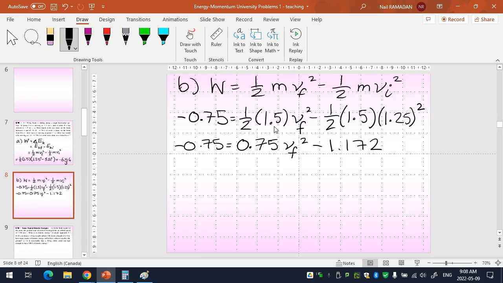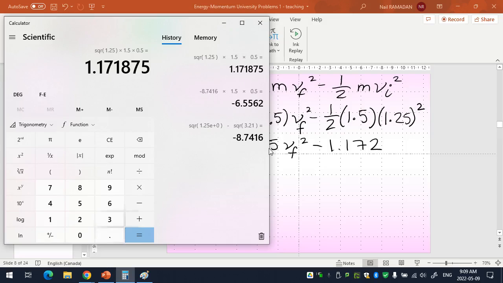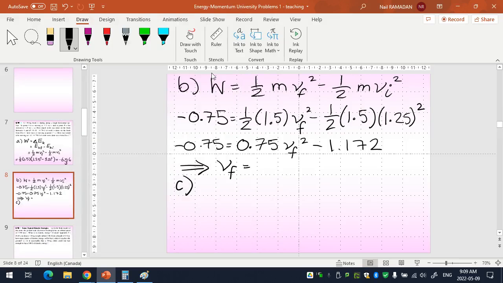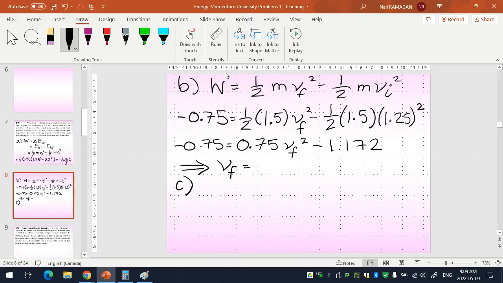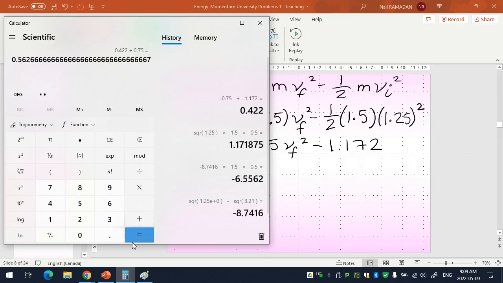So actually, just because I want to have enough space, let me just see what's part C. Okay, I'm just going to provide the final answer because I need some space for part C. So the final answer will be VF equals. Okay, so let's think about this. First, I'm going to have to move that one there. So it becomes what? Positive. So it's got to be negative 0.75 plus 1.172. And then what do you do? You divide by that, and then you square root.